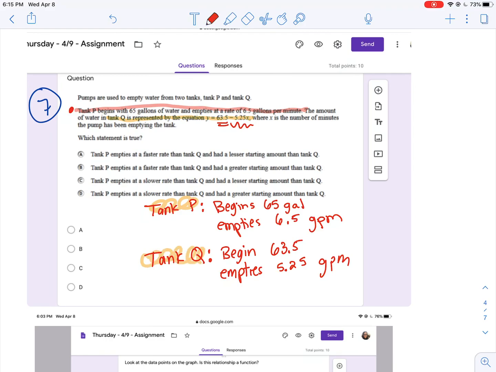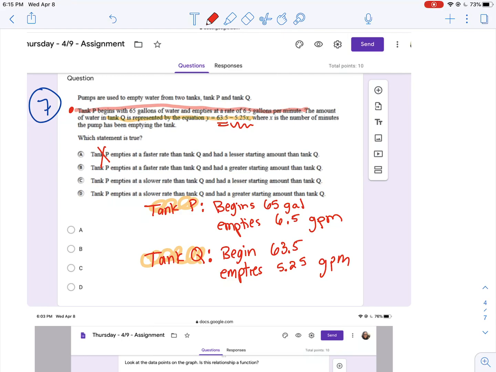Statement A says, tank P empties at a faster rate than tank Q. Does tank P empty faster than tank Q? Yes. And has a lesser starting amount than tank Q. Does tank P have a lesser starting amount than tank Q? No. So A is not the answer.